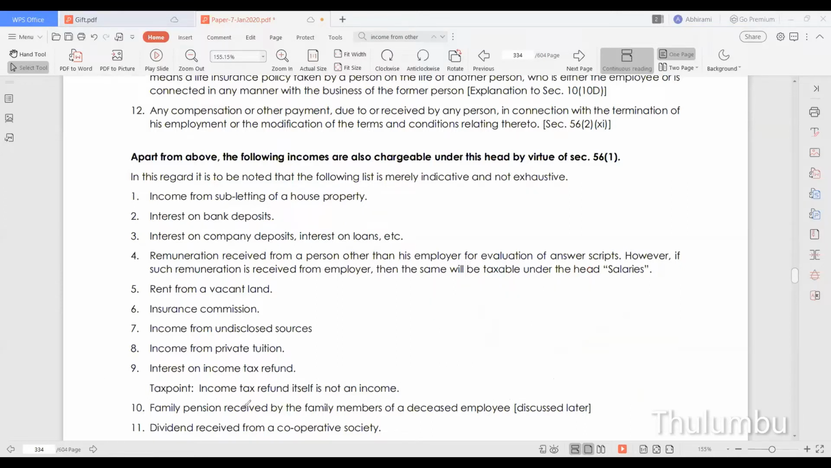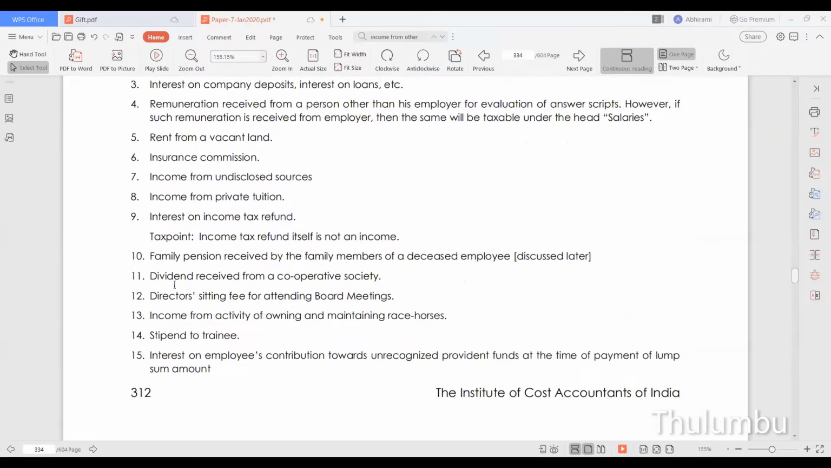Next is family pension received by the family member. So அதுவும் டீடைல்டா பார்ப்போம். Dividend received from a cooperative society. So dividend received from cooperative society is taxable as income from other sources. Director's sitting fee for attending board meeting. So நம்ம பார்த்தோம் director fees will be taxable as salary income. But director sitting fees na ஒரு board meeting attend பண்றதுக்கு காசு கொடுத்தாங்கன்னா it is taxable as income from other sources.